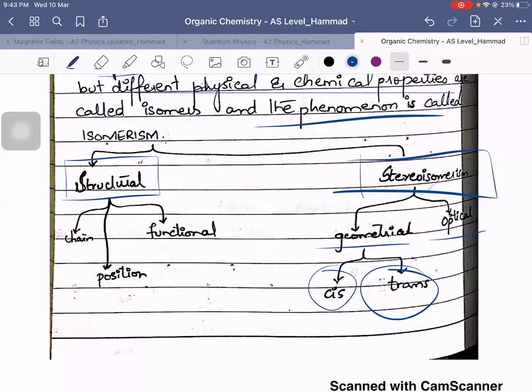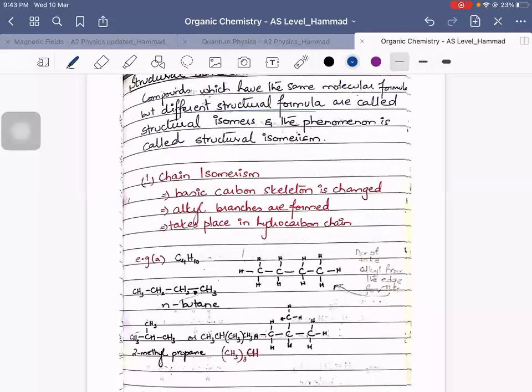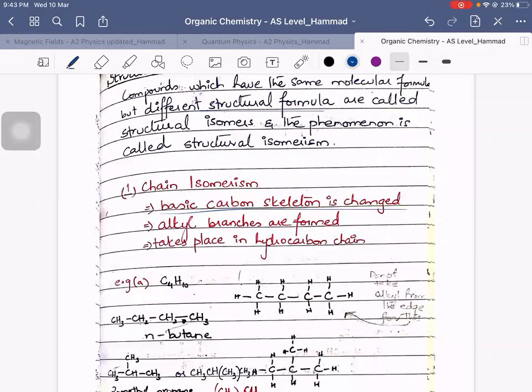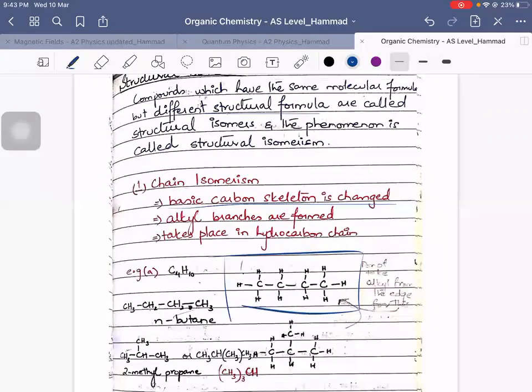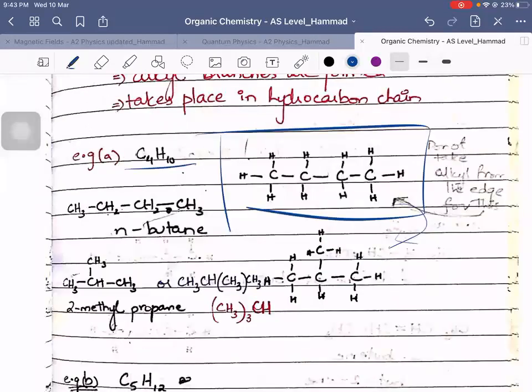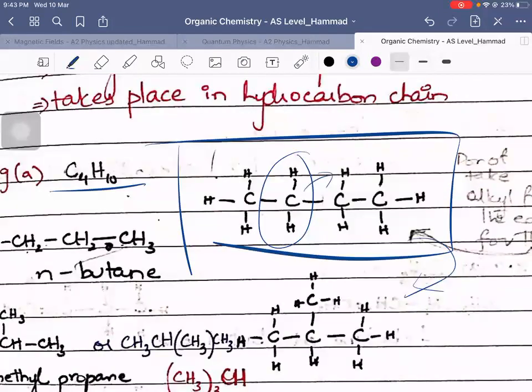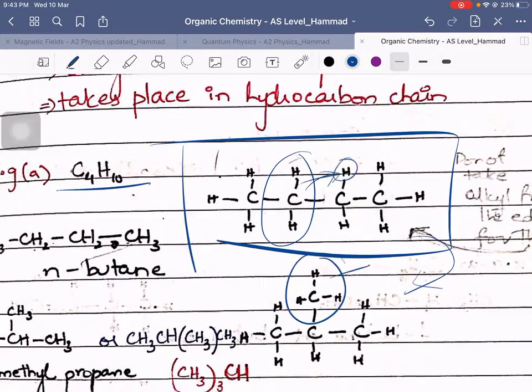Structural isomerism is defined as compounds which have the same molecular formula but different structural formula. Chain isomerism: in chain isomerism, your basic carbon skeleton is changed. For example, if you have a straight chain, you will convert it into a branched chain. Let's say you had C4H10. You introduced a branching, shifting your CH2 to the other side, and that made it CH3. It was already CH2, and this hydrogen added made it CH3.